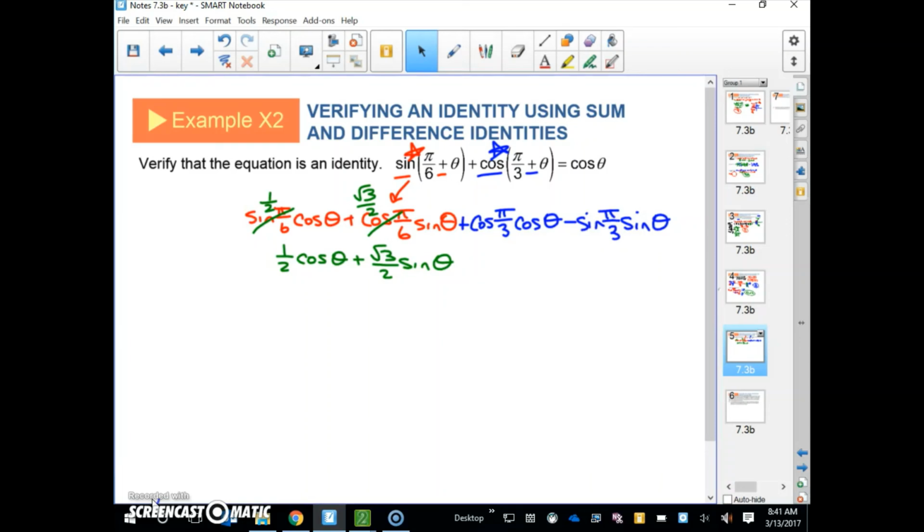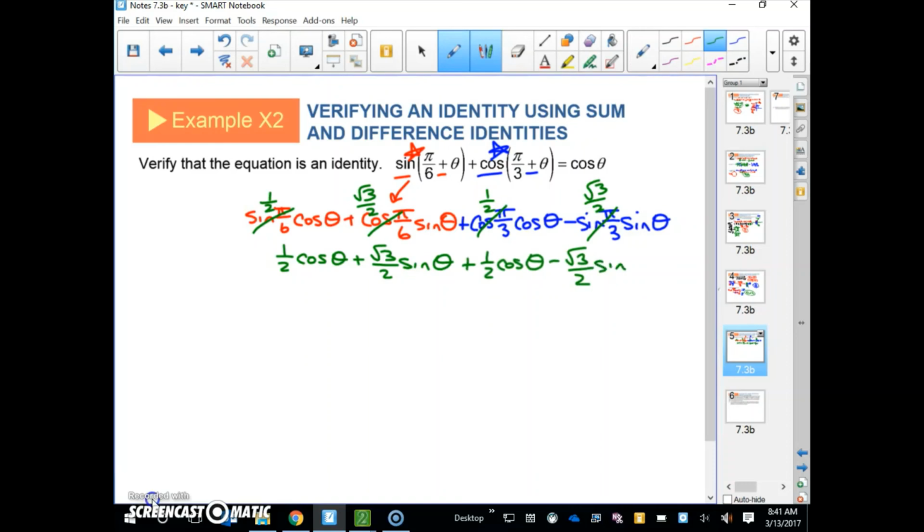And so we look at the chart now. Cosine pi over 3 is 1/2. And sine pi over 3 is square root of 3 over 2. So if we plug all that in, we would have plus 1/2 cosine theta minus square root of 3 over 2 sine theta. Now this is the left side of my equation.